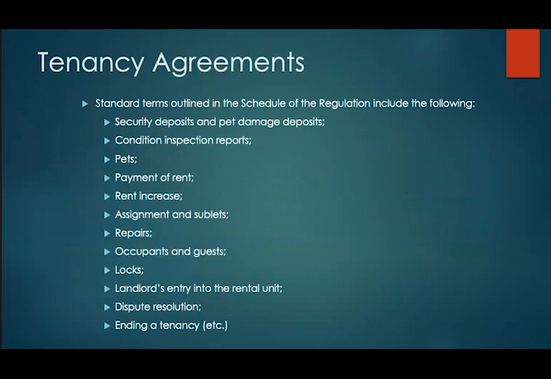Some of these include the provisions around security deposits, condition inspection, pets, payment of rent increases, assignments, sublets, repairs, occupants, locks, landlord's entry, dispute resolution process, and how a tenancy ends. So these are applicable to all tenancy agreements, regardless of whether or not they're written or verbal.